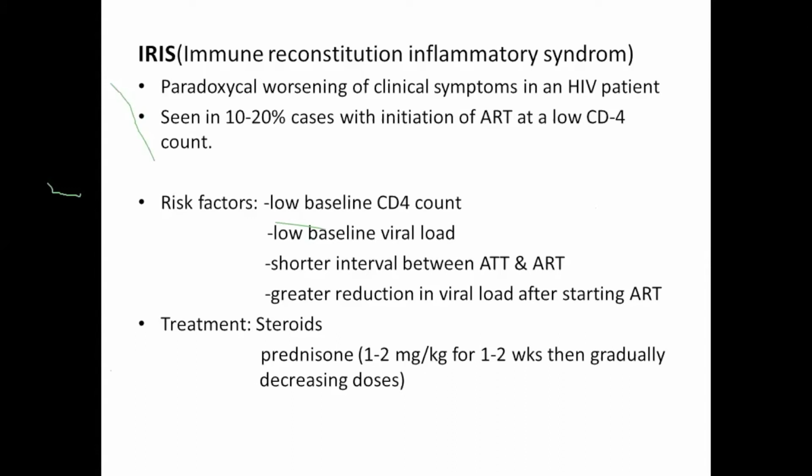Now, immune reconstitution inflammatory syndrome, IRIS. IRIS is basically a paradoxical worsening of the clinical symptoms in the HIV patient with TB, seen in 10 to 20% of cases with the initiation of ART at low CD4 counts. Risk factors are low baseline CD4 counts, low baseline viral load, a shorter interval between ATT and ART, and greater reduction in the viral load after starting ART. Treatment is steroid. Prednisolone 1 to 2 milligram per kg for 1 to 2 weeks, then gradually decreasing the dose.